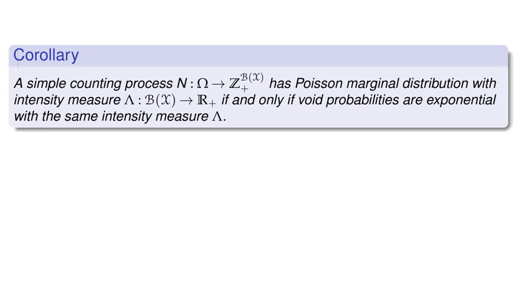Here's a corollary that links simple counting processes to Poisson distributions via void probabilities. A simple counting process n mapping from omega to Z plus raised to script B of script X has a Poisson marginal distribution with an intensity measure lambda mapping from script B of script X to R plus if and only if its void probabilities are exponential with the same intensity measure lambda. That is, the probability that n of A equals 0 is e to the power minus lambda of A.